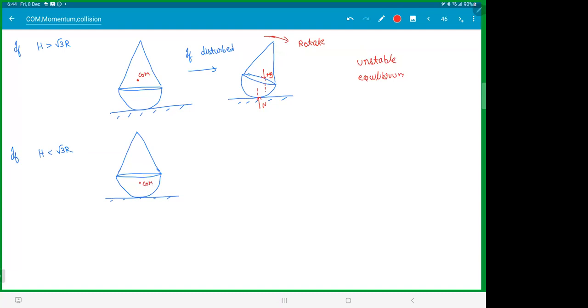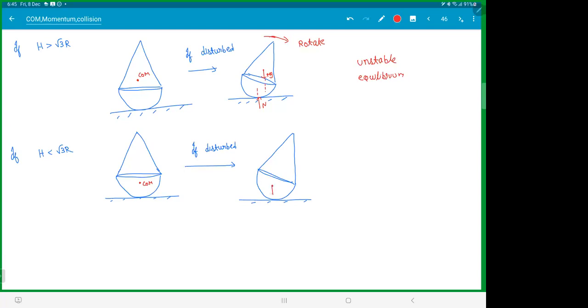The center of mass is slightly below. So if you make a toy like this, and if you disturb this, normally when they design ships, this is what we also try to do. We try to make the ships heavier at the bottom. That's the reason we keep the engine room, cargo, everything at the bottom.